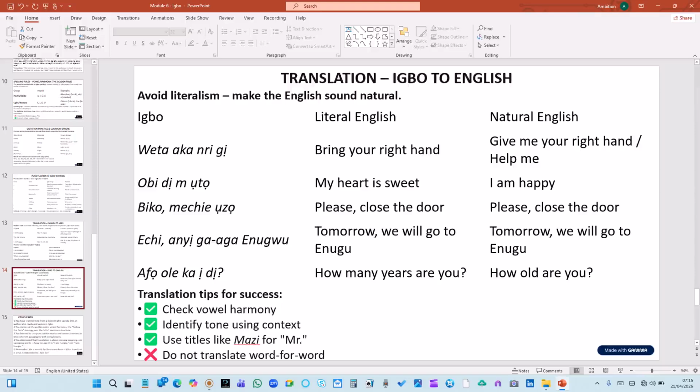Echi, anyị ga-aga Enugu. The literal meaning is tomorrow we will go to Enugu. Natural meaning, tomorrow we will go to Enugu. Afọ ole ka ị dị? Literal meaning, how many years are you? Then natural meaning, how old are you? Then translation tips for success: check the vowel harmony, identify tone using the context, use titles like Mazi for Mr. Do not translate word to word.